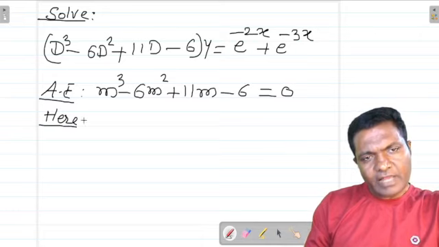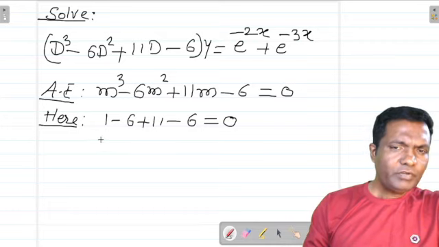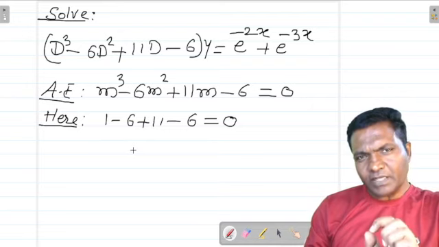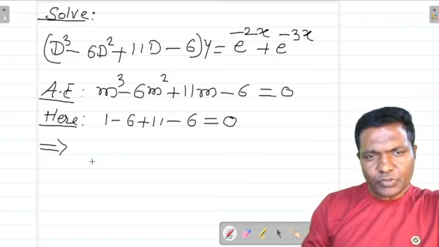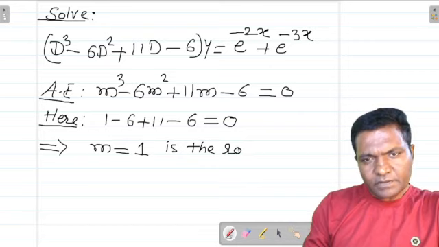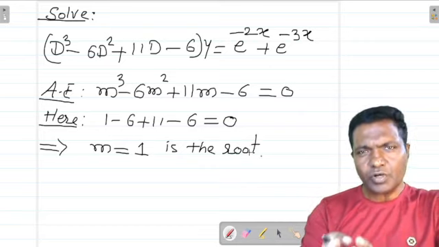By inspection, if we add the coefficients, 1 minus 6 plus 11 minus 6 is clearly 0. If the sum of the coefficients is 0, it means that m equal to 1 satisfies this equation, so m equal to 1 is a root. Remember this. This is one test to find whether 1 is a root or not.